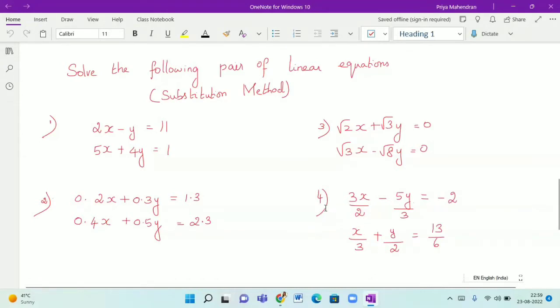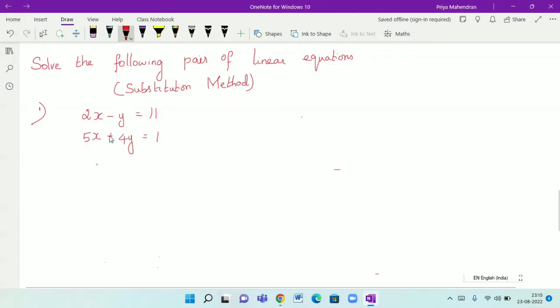Today we are going to solve a pair of linear equations by the substitution method. I have taken four problems and all four are different from each other. For example, in the first sum the coefficients of x and y are integers. In the second problem, the coefficients of x and y are decimals. In the third problem, they are square roots. And in the fourth problem, they are rational numbers. So, how can we solve these different linear equations by the substitution method? Let us start with the first problem.